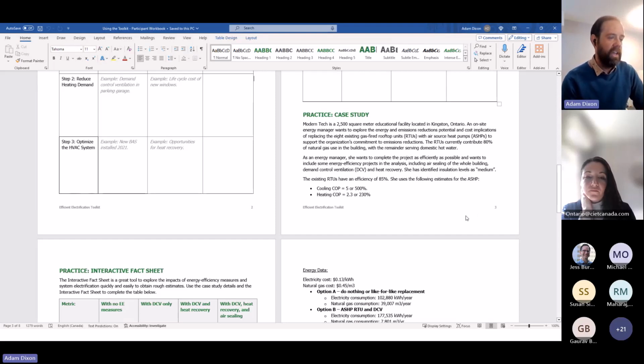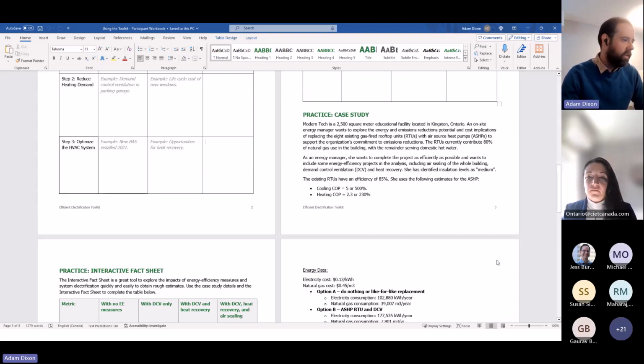The existing RTUs have an efficiency of 85%. I would say that's the seasonal efficiency. If you're ever getting into these kinds of calculations, you want to make sure any efficiencies you use are the seasonal efficiencies, not necessarily the nameplate efficiency you get on your devices. So just be careful when you're looking into that. She uses the following estimates for the air source heat pump. They have a cooling COP of 5, or 500%, and a heating coefficient of performance of 2.3, or 230%. Depending on what the inputs are, sometimes you need to use 230% instead of 2.3 when entering things in certain calculators.